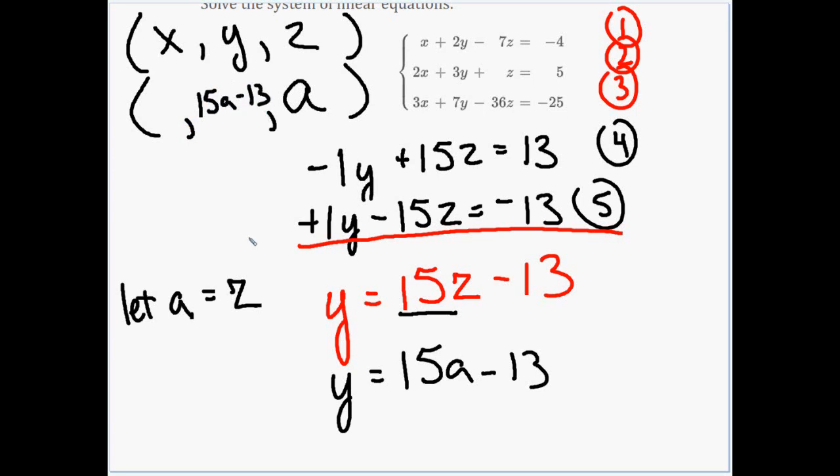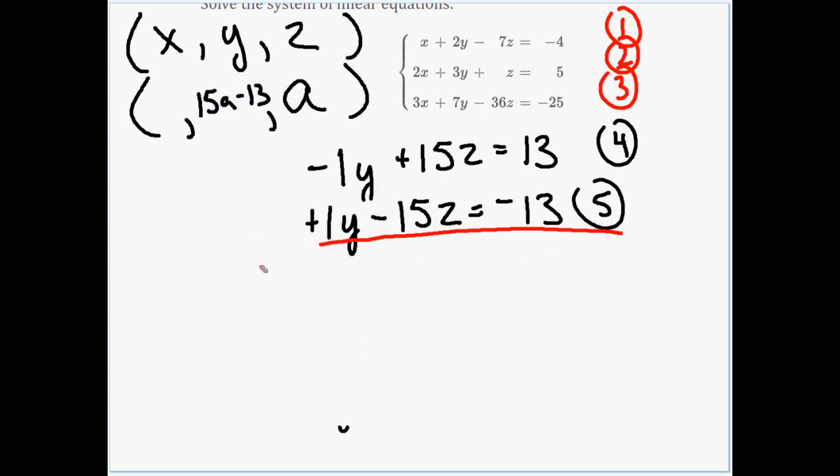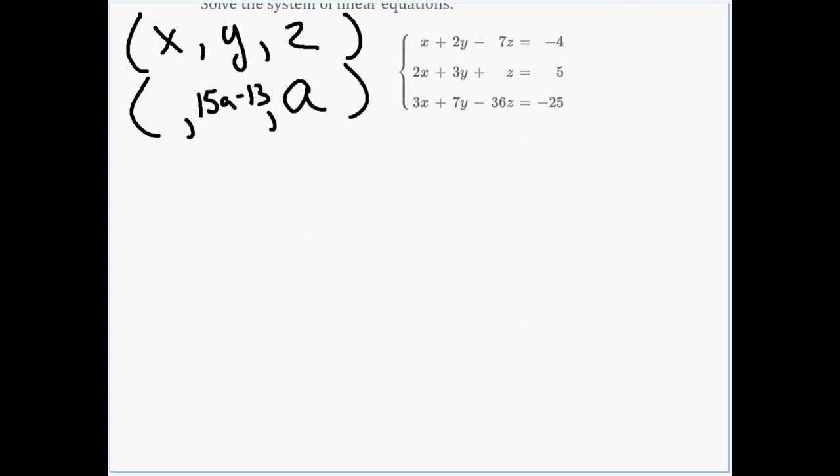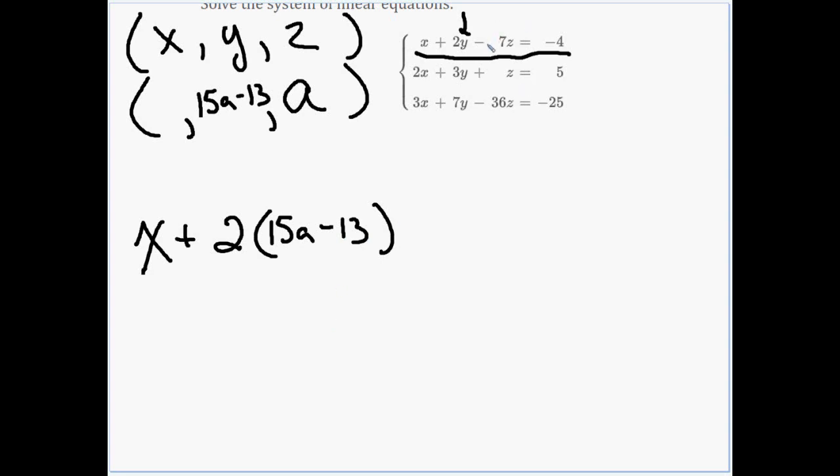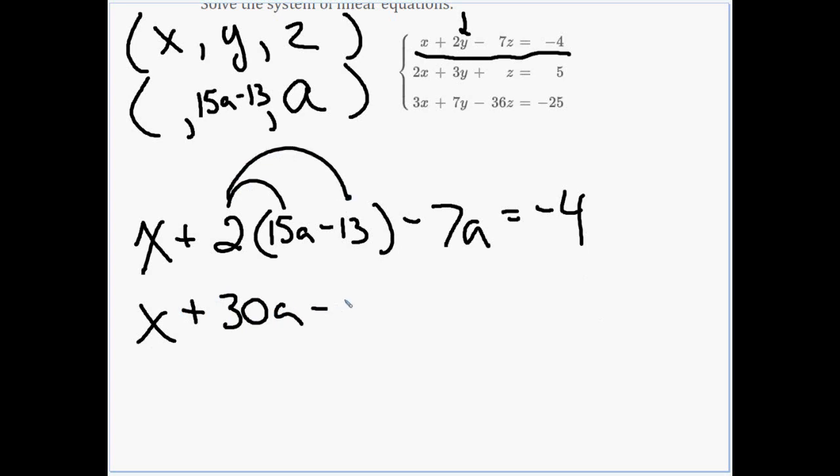So now I can go back to my original 3 systems. And I'm just going to go back to equation number 1 and plug in this stuff. So x we don't know yet. We're going to have plus 2 times y, but y is out, and we're going to replace that with 15a minus 13. And then we've got minus 7z. Well, we're going to replace z with a, and that's equal to negative 4. So let's do a little distributing. 2 times 15a is 30a. 2 times negative 13 is minus 26. And then we've got a minus 7a equals negative 4.